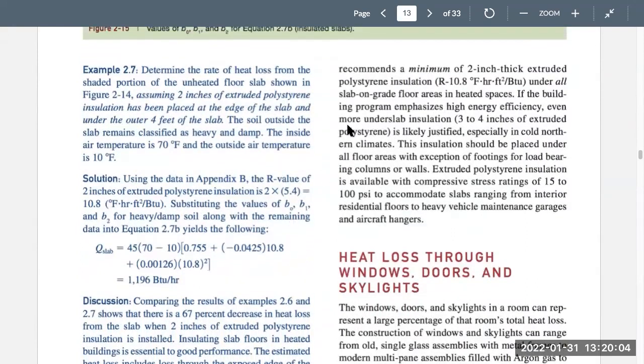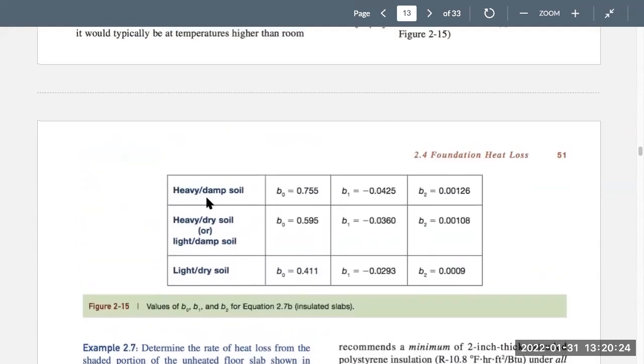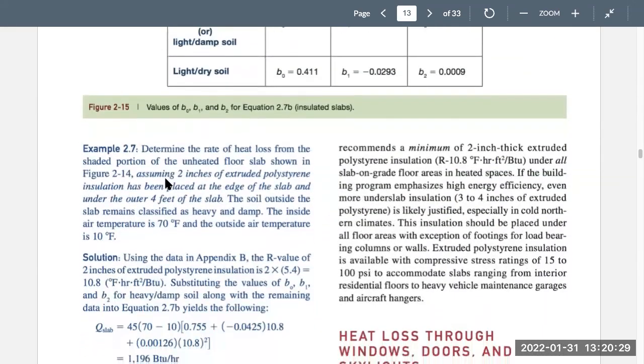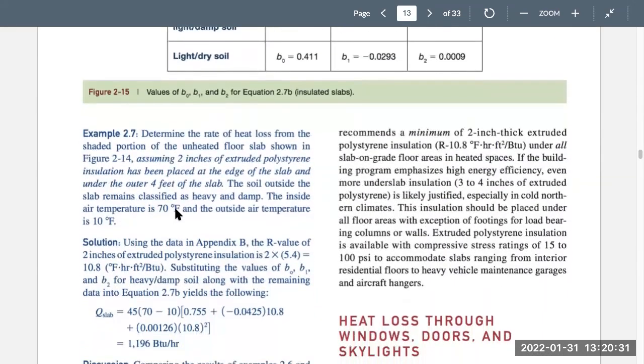So determine the rate of heat loss from the shaded portion of the unheated floor slab shown here. We're assuming that we have 2 inches of extruded polystyrene insulation that has been placed at the edge of the slab. It is under the outer 4 feet of the slab. The soil outside of the slab remains classified as heavy and damp. So heavy and damp means we use these multipliers here. The inside air temperature is 70 degrees, and like usual, the outside air temperature is 10 degrees.